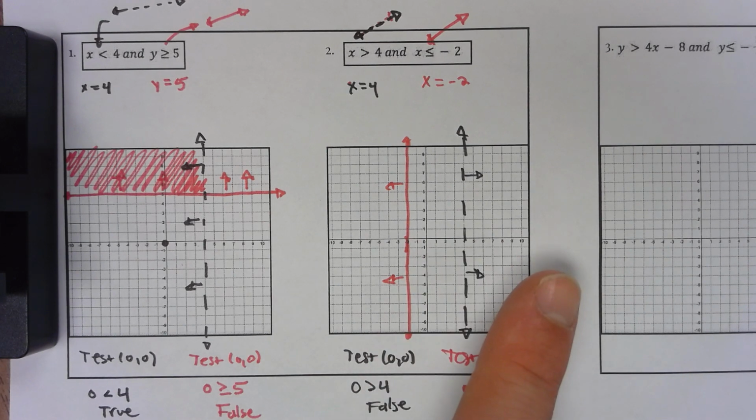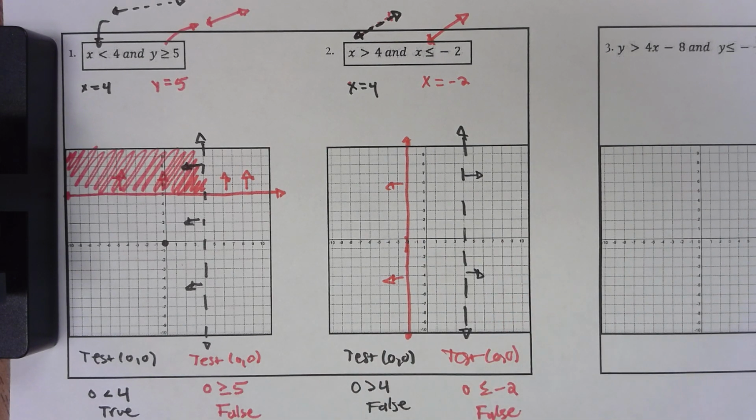So I'm shading the side that does not include 0. And I get the same thing to happen with the other line of x being less than or equal to negative 2. When I plug in 0, I get a false statement, so again, I'm going to shade away from 0. So in this case, is there any place that overlaps, where we get, or that makes both these inequalities true? Any overlapping here? No, right?